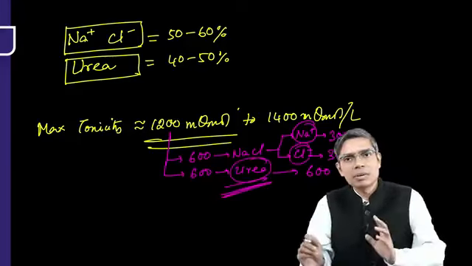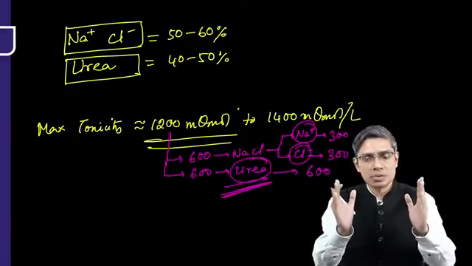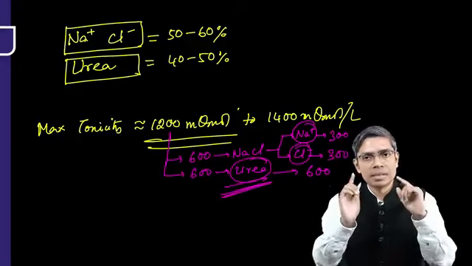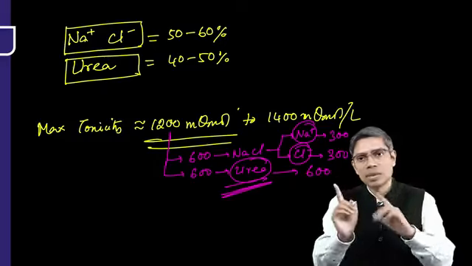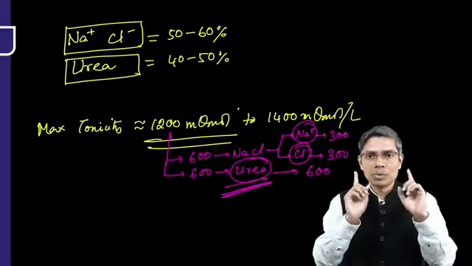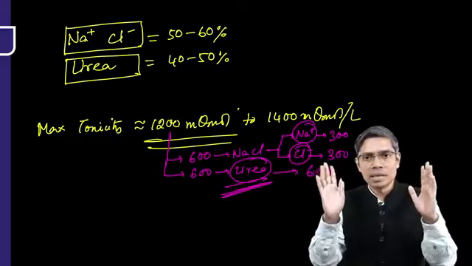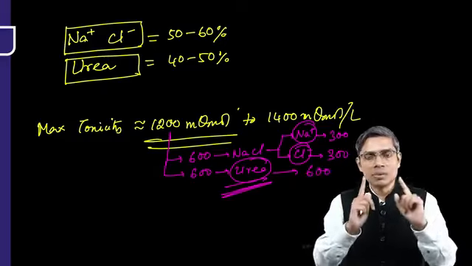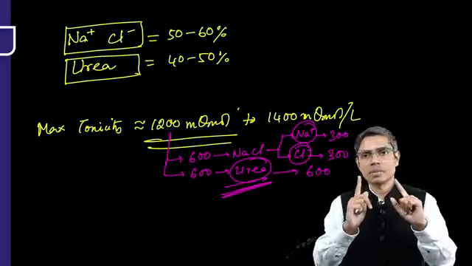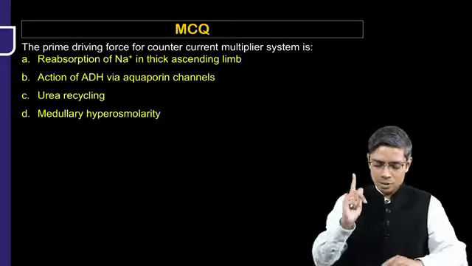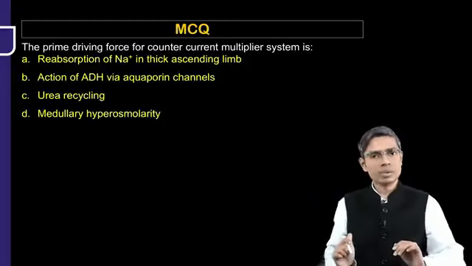But if sodium and chloride are given as a combination, sodium and chloride both, then that is more important than urea alone. But if sodium, chloride, and urea are given as 3 separate options, then urea is the single most important substance. Got it? So this is all you have to remember about the countercurrent system.